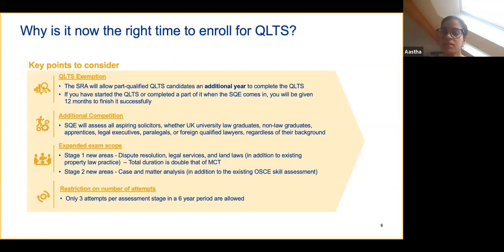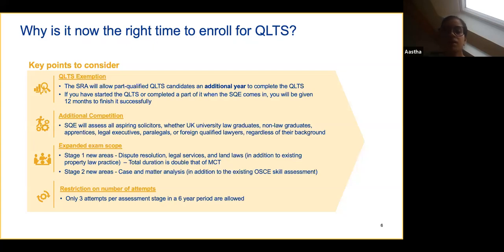Another thing is that what we see is additional competition. The SQE will assess all the aspiring solicitors, whether they are UK university law graduates, non-law graduates, apprentices, legal executives, paralegals, or foreign qualified lawyers, regardless of their background. So there will be additional competition as compared to the existing QLTS route.